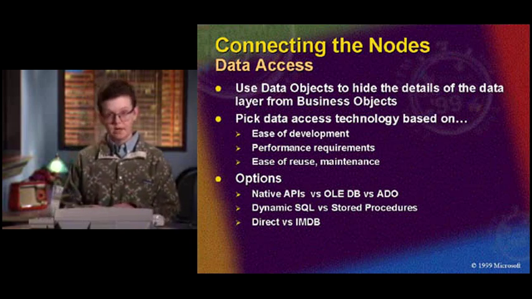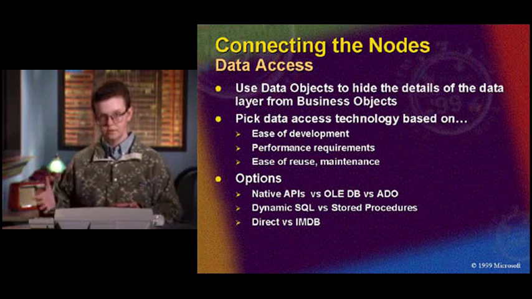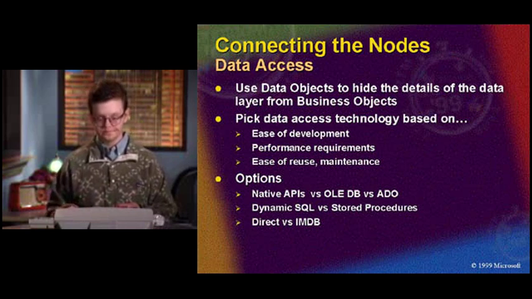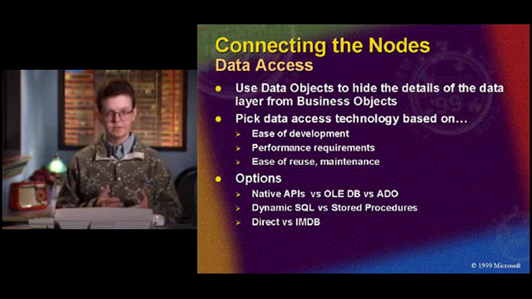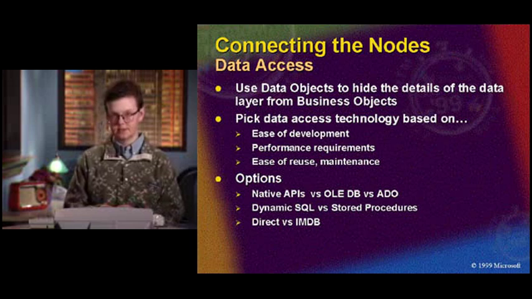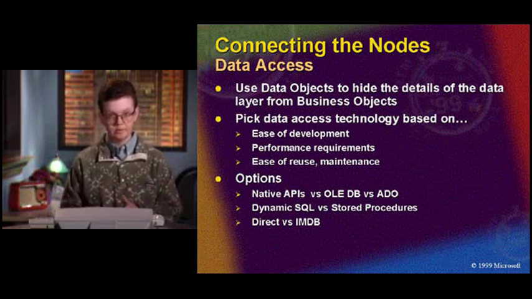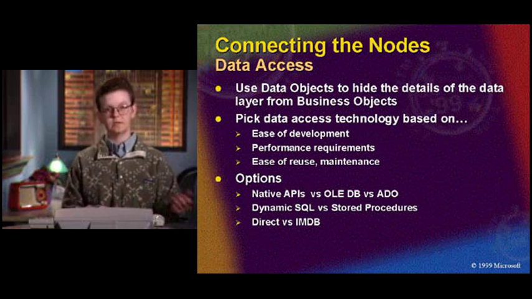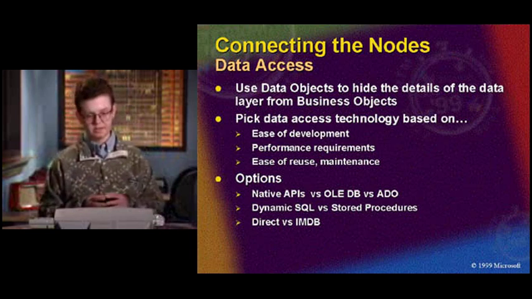So given your data objects, what are some ways that you can access the information out of the physical layer? Well, there's several different considerations that you need to think about when you're picking a data access technology. We have a lot of them. We have DAO, RDO, ODBC, OLEDB, ADO. Pick a letter and put a DAO on it, and it's probably a data access technology.